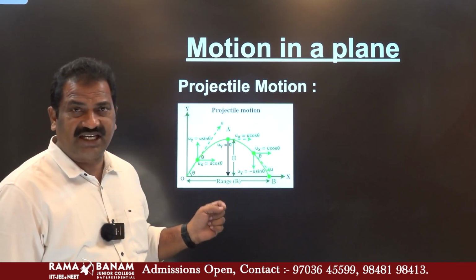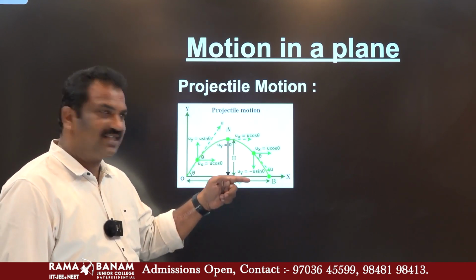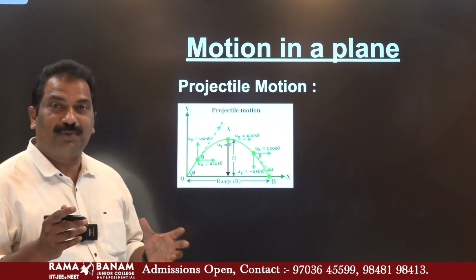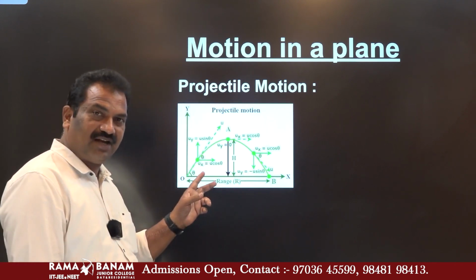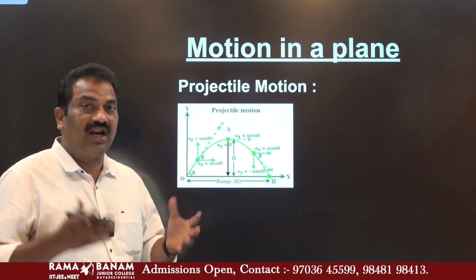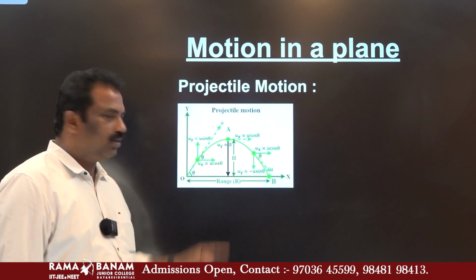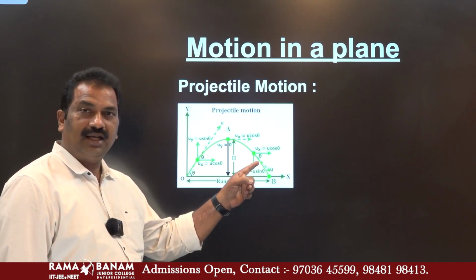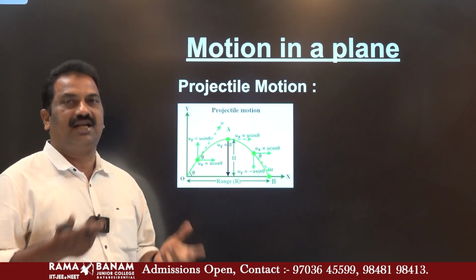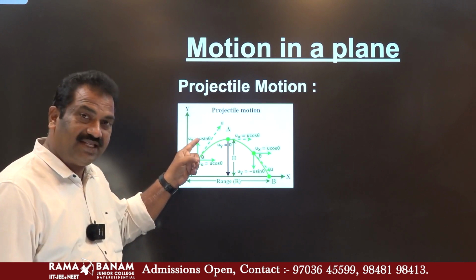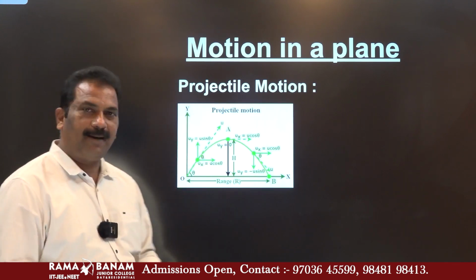When a body is projected making an angle theta, due to gravity, after t seconds it reaches the ground, it is called a projectile. When a body is projected making an angle theta, we cannot find out directly, so it can be resolved into two components. One is the horizontal component, taken as ux. ux is equal to u cos theta, and uy is the vertical component, taken as u sin theta.